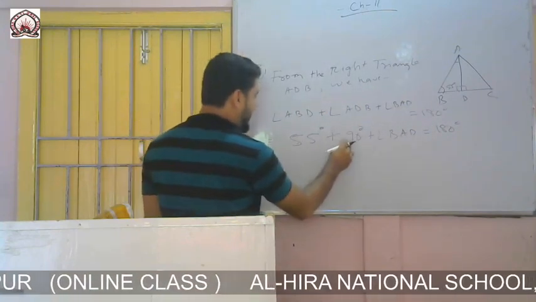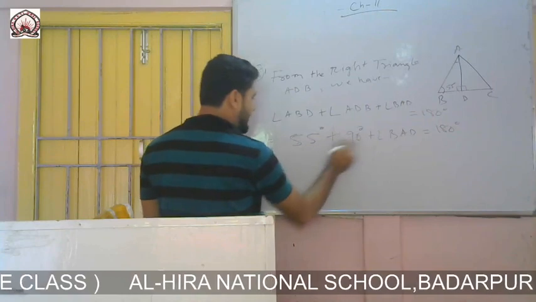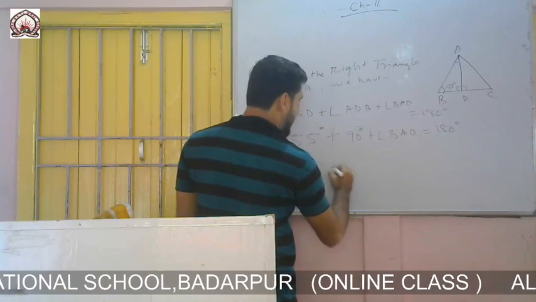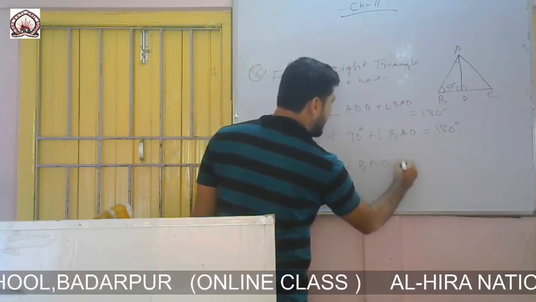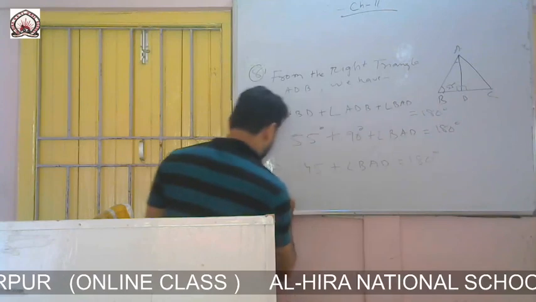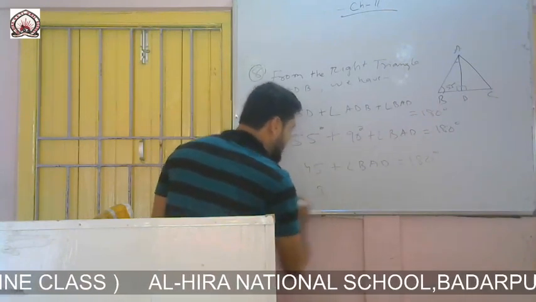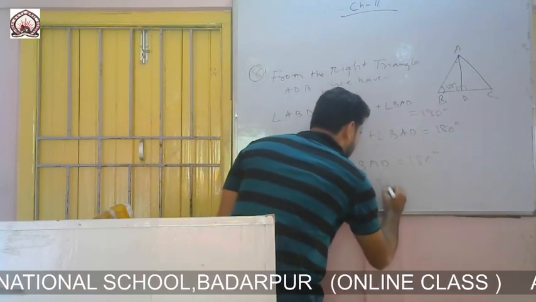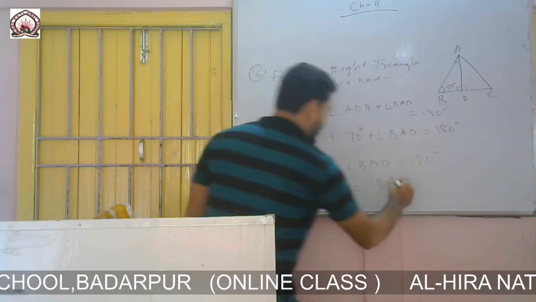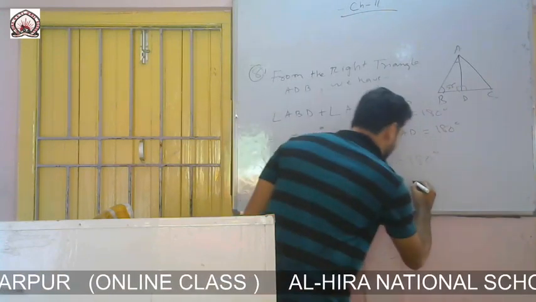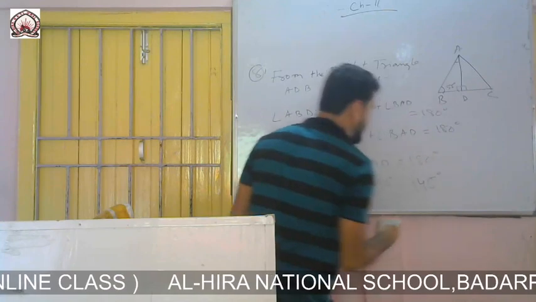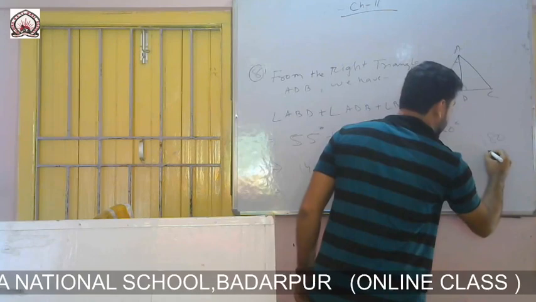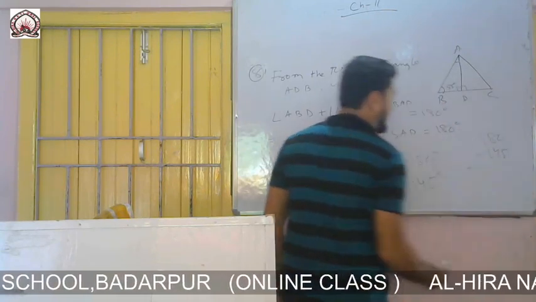Now I can find 90 degree plus 55 degree. If I add, then it is 145 degree, plus angle BAD equals to what? 180 degree. Now from here, if I subtract 145 degree from 180 degree, then I will get the value of BAD. 145 degree minus 145 degree. So if I subtract 180 degree minus 145 degree, then I will get the answer.